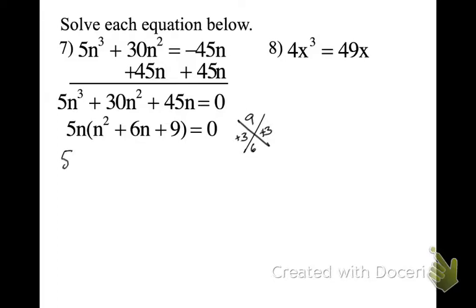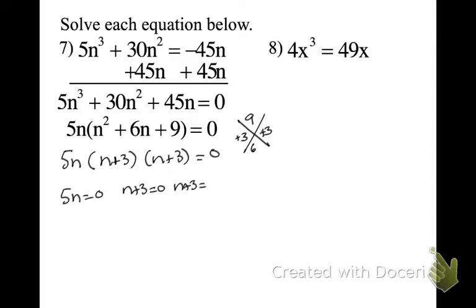So it's 5n times n plus 3 times n plus 3 equals 0. So 5n equals 0, n plus 3 equals 0, n plus 3 equals 0. So here, I divide by 5, and n equals 0. Here, n equals -3, and n equals -3. If you can do the math, I suggest it, because too many people get too messed up on the negatives, positives, so you don't have to think about it if you're doing the inverse operation.